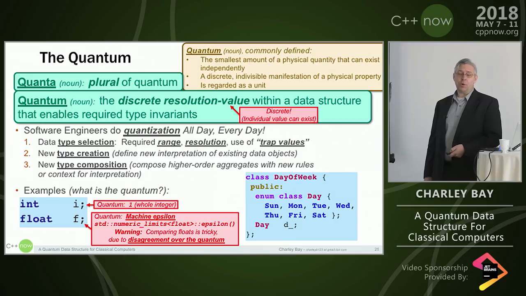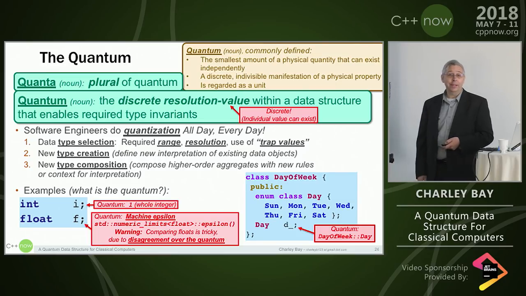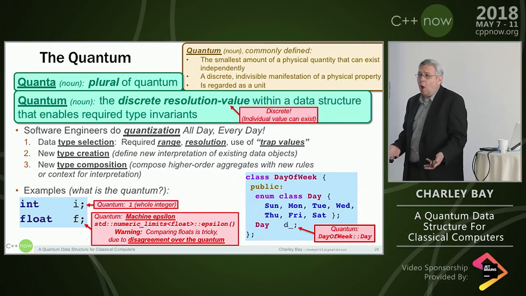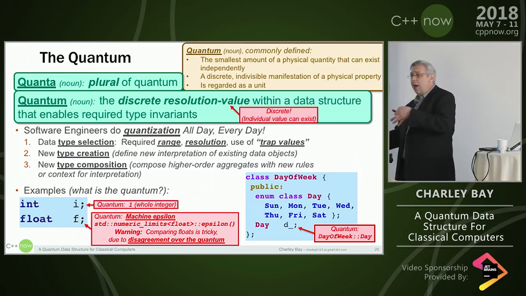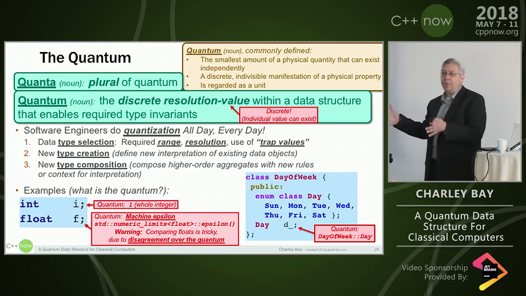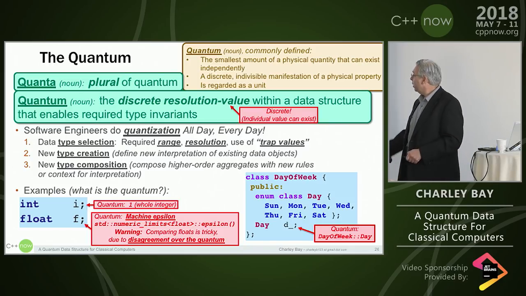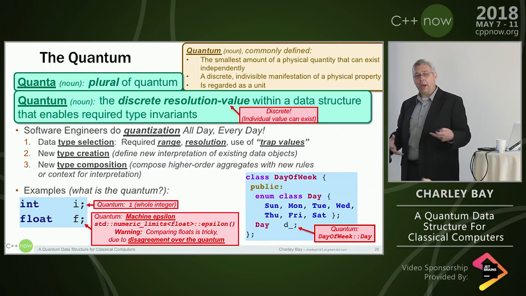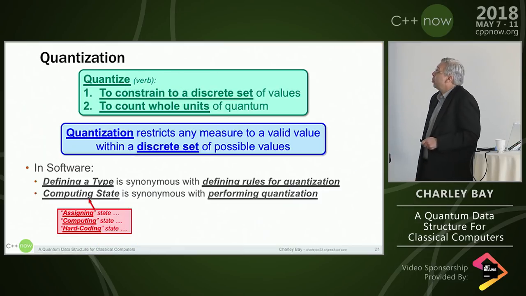Day of week, what's the quantum? It's day, yeah. Quantum is the day. So you can make whatever type you want with whatever rules you want. But when you're done, you have quantized the value to a discrete thing, a sensible thing. And that thing may be undefined, that's allowed. But the whole point of our creating types is to define rules for quantization. That's all we're doing. That's all we're ever doing.